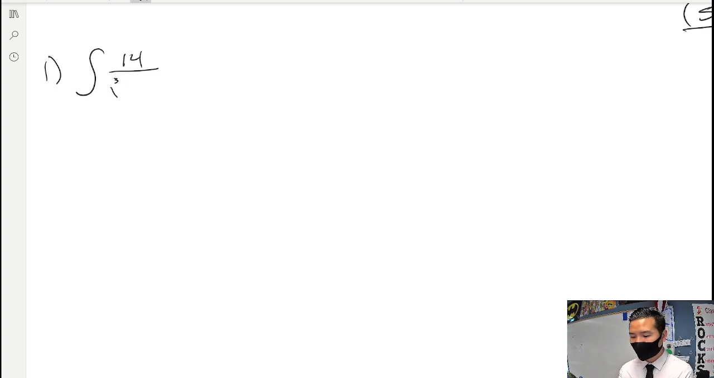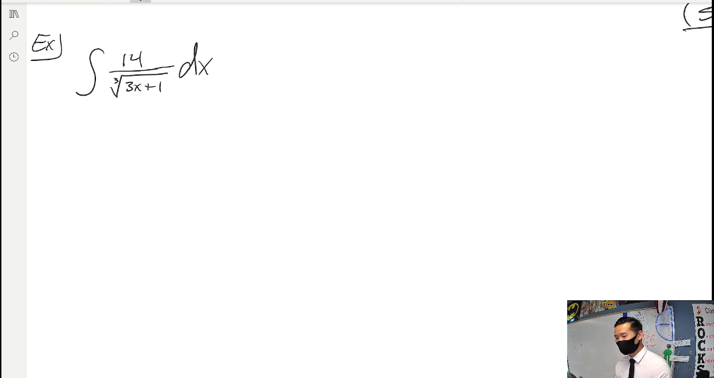Cube root of... never mind. 3x plus 1, I don't like. dx. Why is it number 1 and not an example? I don't like that. Put example, please. Okay, example. You guys are extra.